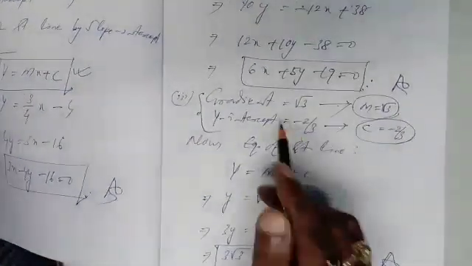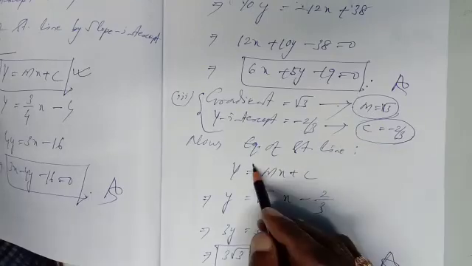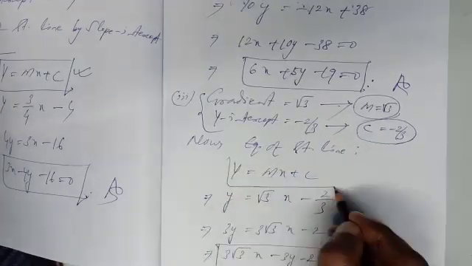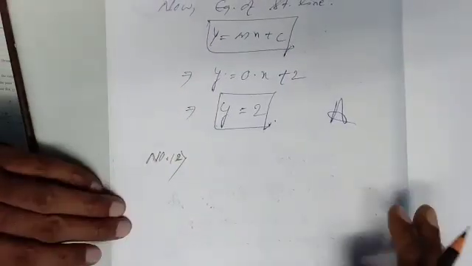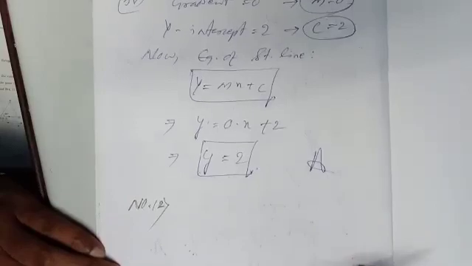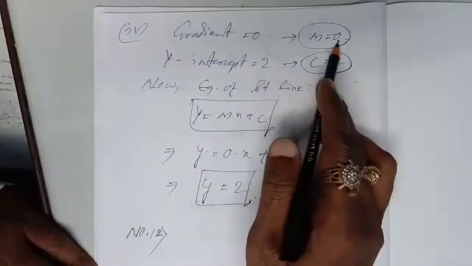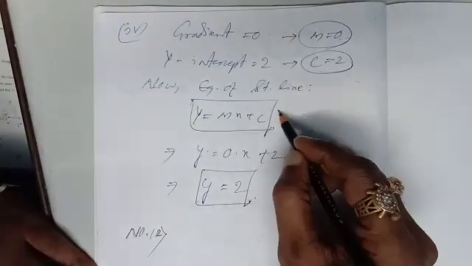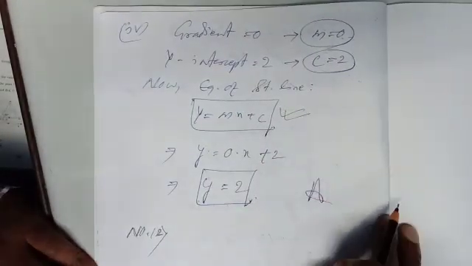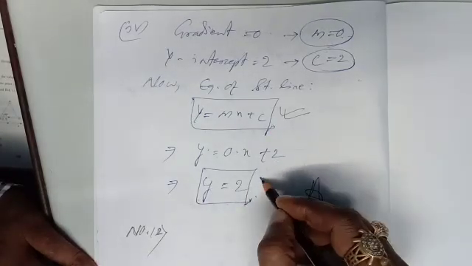The third part, gradient means slope given, y-intercept given, m given, c given. You have to find the equation of the line by using slope intercept form. Number 10, third part, and the 4th part also I have completed. Gradient given, m equal to 0, y-intercept, that is c equal to 2, given. Equation of straight line using the formula y is equal to mx plus c. Put the value of m as 0 and c as 2. After that you are getting y equal to 2.